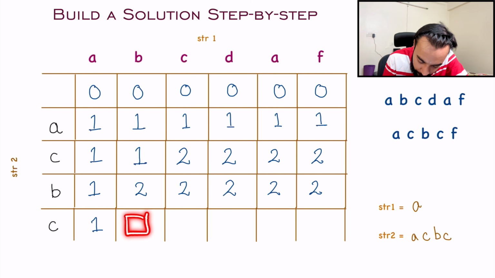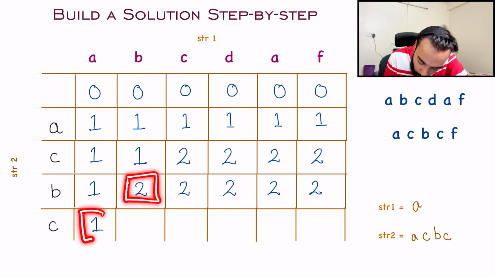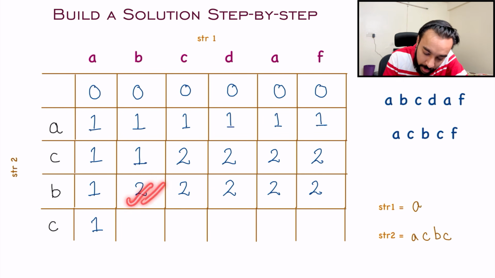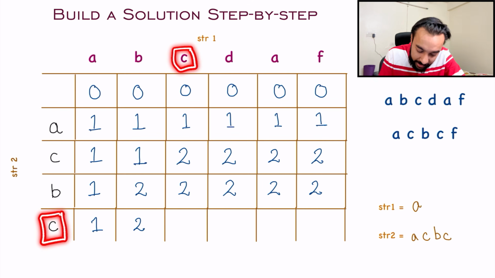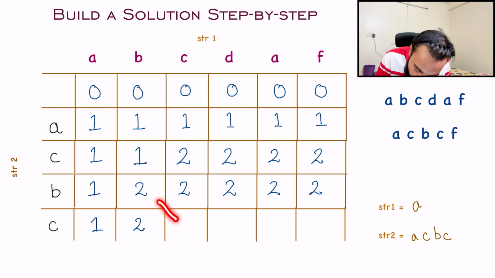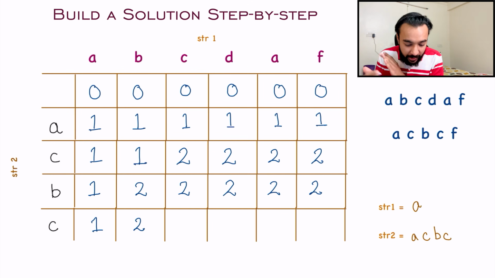Move to the next block. C and B are not the same. So you compare the maximum value out of these two. 2 is larger, so I will just write down 2 over here. Move ahead now. You see a C over here, right? And this column also has C. These two values are same. So you look at the vertically opposite value, and that is 2. You add 1 to this value, and then you get a 3 over here.